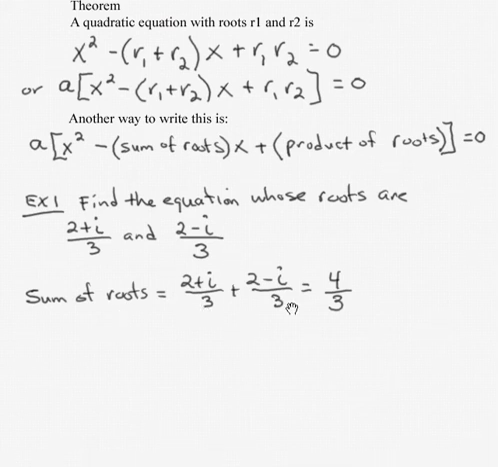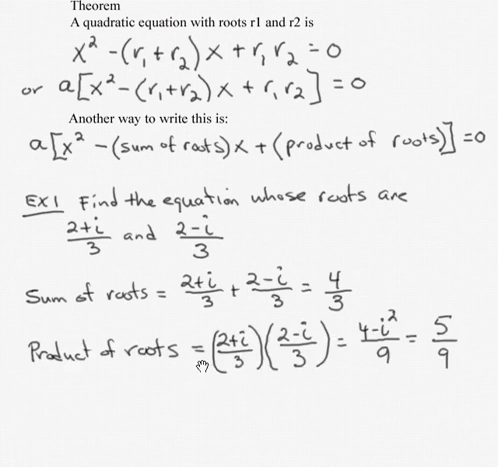When we add them, they have the same denominator, which is convenient, so we keep that. Add or subtract the numerators. 2 plus 2 is 4. i plus negative i drops out to 0, so we get 4/3 as the sum of my roots. Let's find the product of my roots.